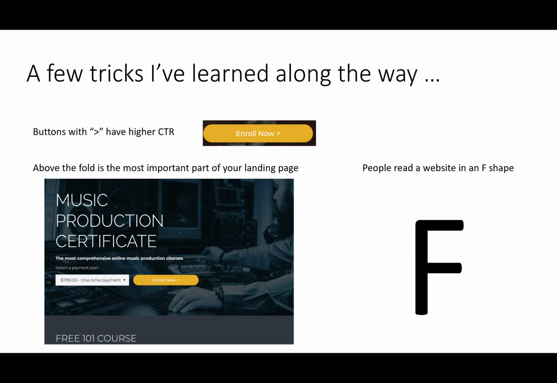The next thing is, above the fold is the most important part of your landing page. What is above the fold? Above the fold is what you can see on your screen without having to scroll down.